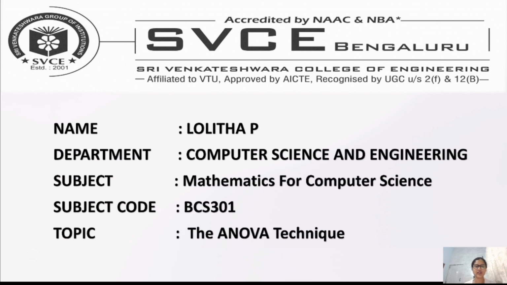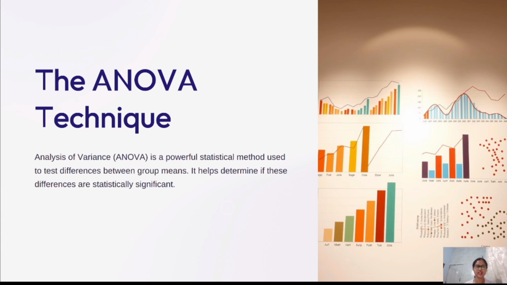Today I am here to tell you about the ANOVA technique in mathematics for computer science. The ANOVA technique. ANOVA is an analysis of variance, and it is a powerful statistical method used to test differences between group means. It helps determine if these differences are statistically significant.